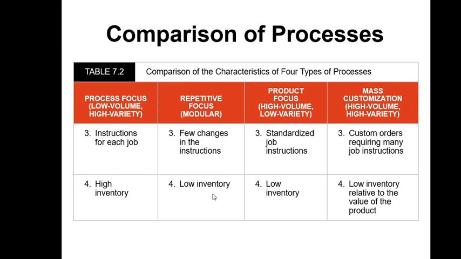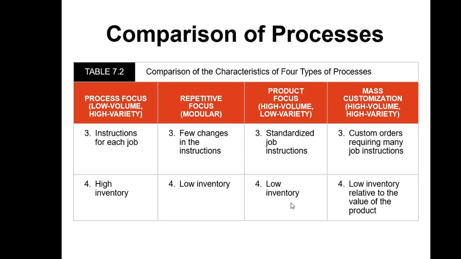Also, in the repetitive focus, you have low inventory, because it's an assembly line, like Harley Davidson, and your components are modular. Your components are ready, previously made. So what you have to do is just assemble them. So you don't really need much inventory.